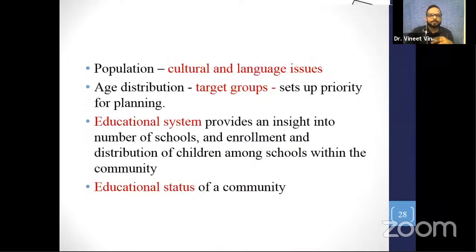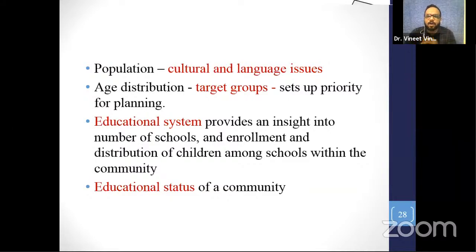Okay. So in analysis of data, you have to look into population, cultural and language issues. Look whether people are able to understand your language. Is there any culture distribution? Is there any age distribution? Educational system is also important because you are going to conduct awareness programs. So you have to look into number of schools, enrollment and distribution of schools among children within the community, and the educational status of the community.